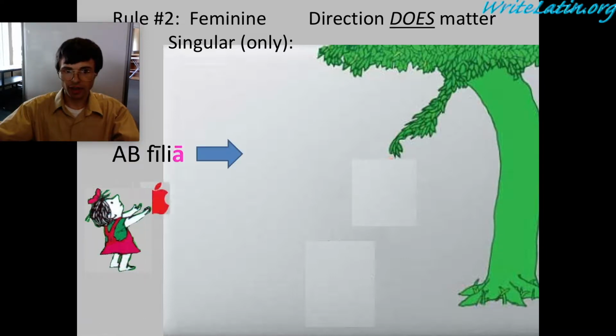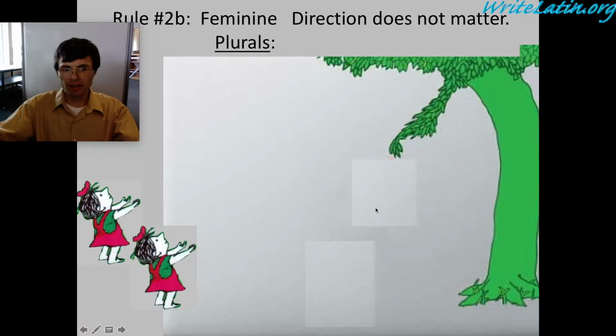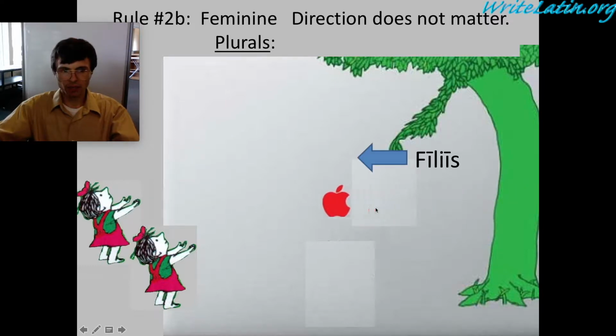So far you've had ab filia, from the daughter, but now in dative case it's going to be filiae, to or for the daughter. So notice this ae ending is identical to the genitive singular. So for girls, genitive and dative singular, as well as nominative plural, are all the same, at least written on the page. They are, of course, spoken differently. And then, of course, in the plurals, as we already saw, direction doesn't matter. From the daughters, to the daughters.